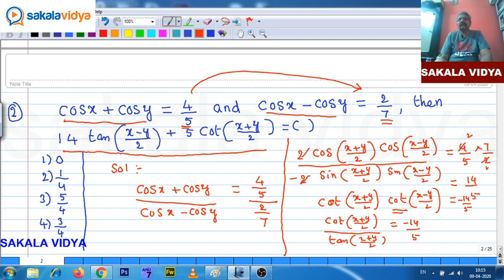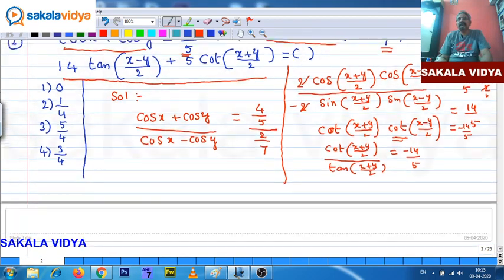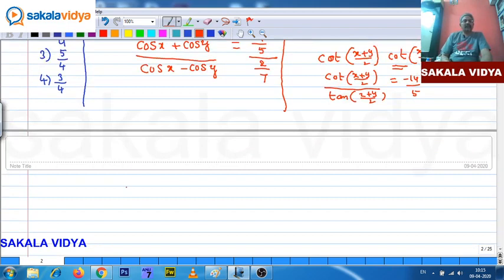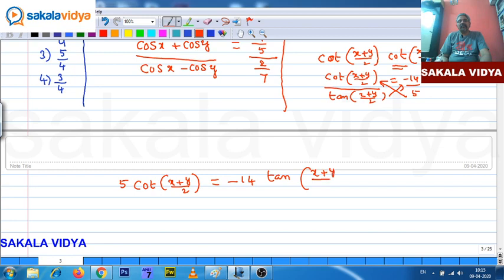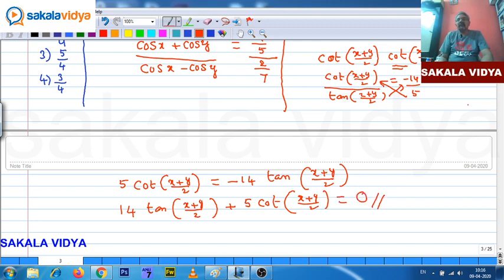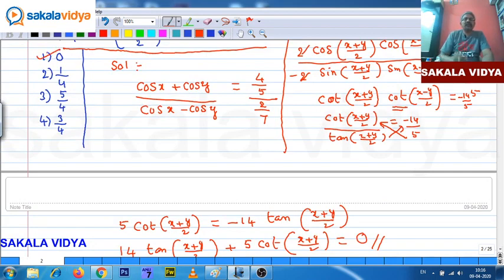So just cross multiply it. If you cross multiply, what do you get here? Cot of (x plus y)/2 into 5, because the cross multiplication takes place, equals minus 14 tan of (x plus y)/2. Bring minus 14 tan of (x plus y)/2 to this side. So we have 14 times tan of (x plus y)/2 plus 5 cot of (x plus y)/2 equals 0. Now you check the options. So the first option is the right option.